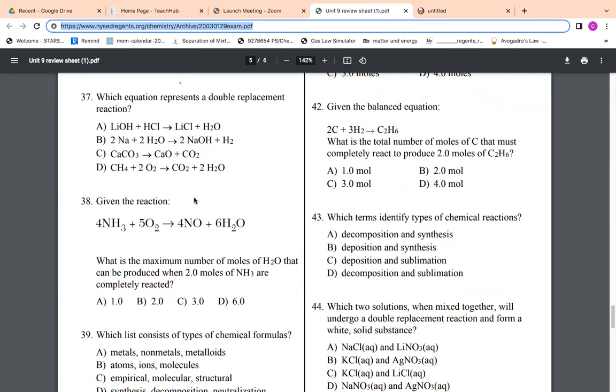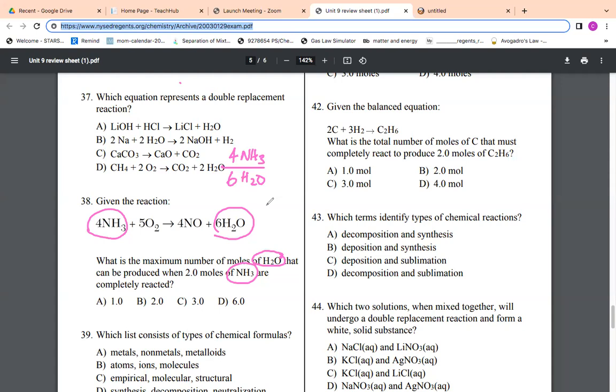Number 38. What is the maximum number of moles of water that can be produced when 2 moles of NH3 are completely reacted? So moles, moles, moles. So here's another mole ratio. Again, I'm going to circle whatever they are talking about here. So H2O and NH3. I'm going to circle these things as well and just pretend like the other stuff doesn't exist, basically. So from my recipe or my equation, I can see that 4 moles of NH3 will make 6 moles or 6 servings, you can think of it as, of water.